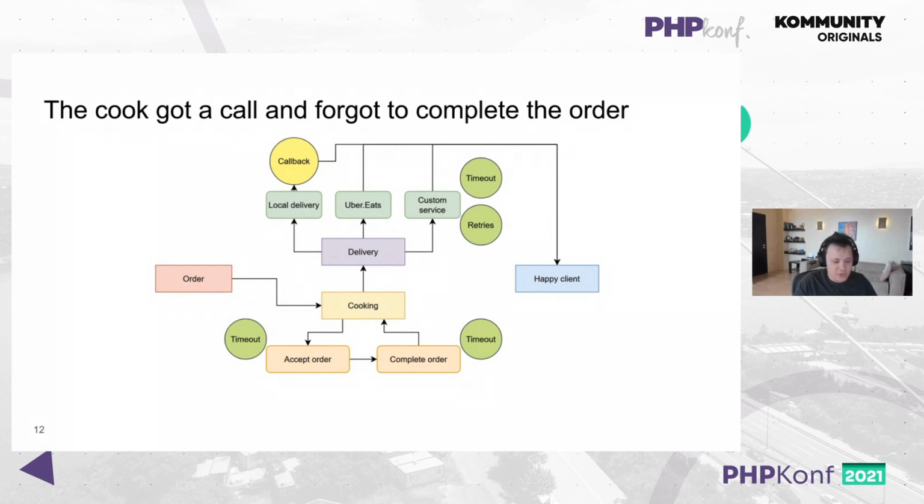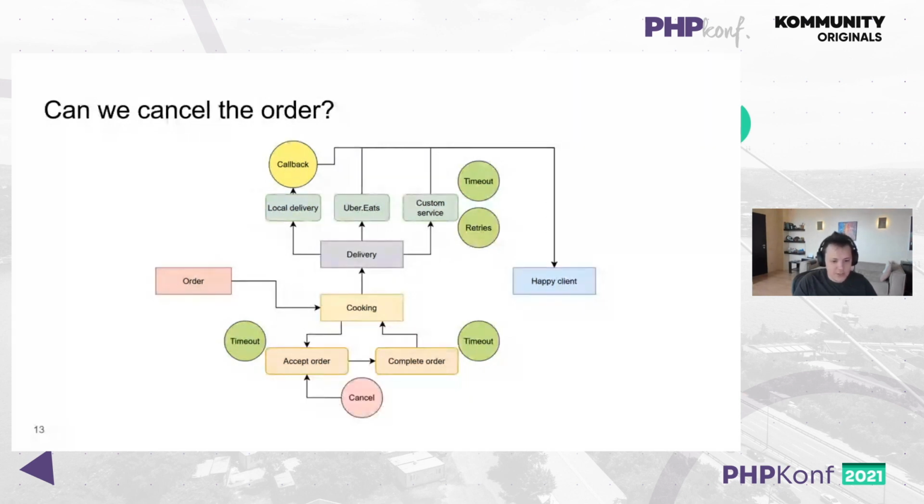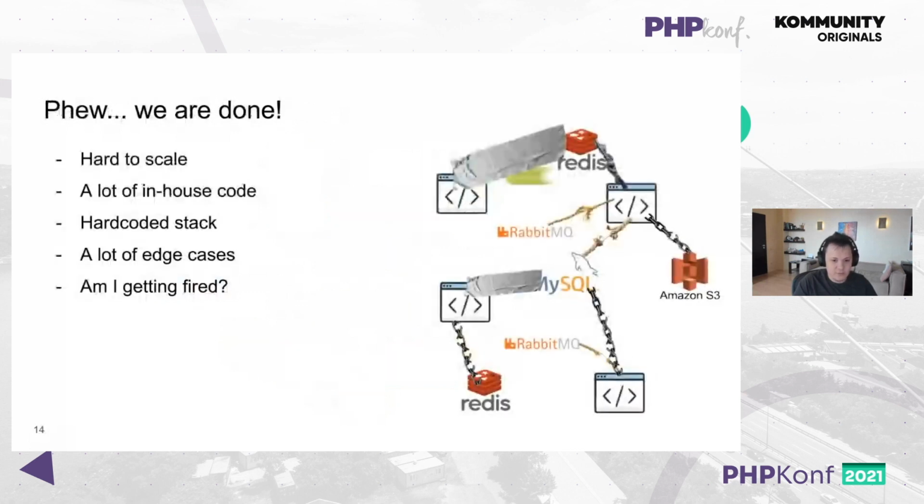The only last step which is left is when our customer asks us, can we actually cancel the order? And we do know that we cannot cancel an order which is already in delivery or already in the oven. So we're probably going to add an additional endpoint and an additional switch somewhere around accepting the order, to make sure that you cannot accept it if it's been canceled. What we have at the end, well, we have a beautiful system built on top of queues and databases with a lot of hard-coded API endpoints, custom connectors, etc.